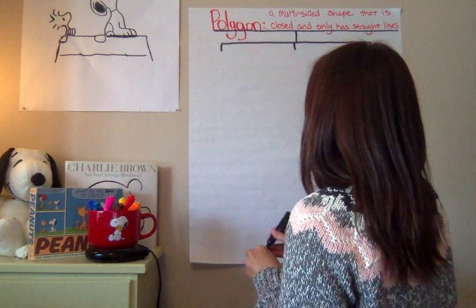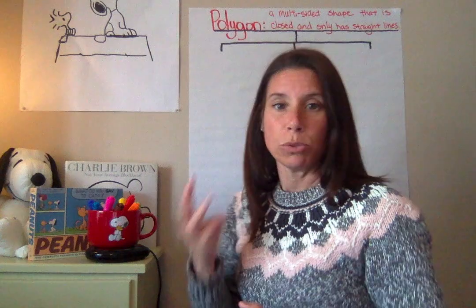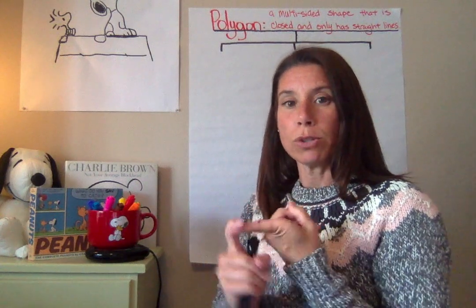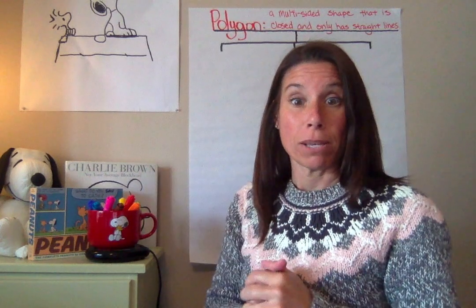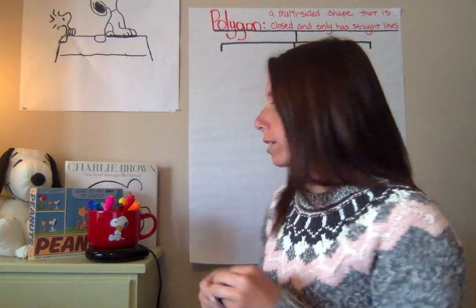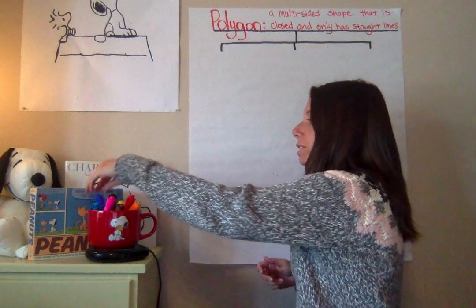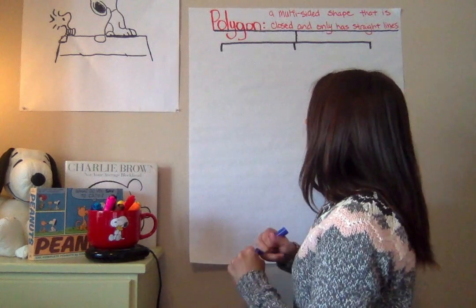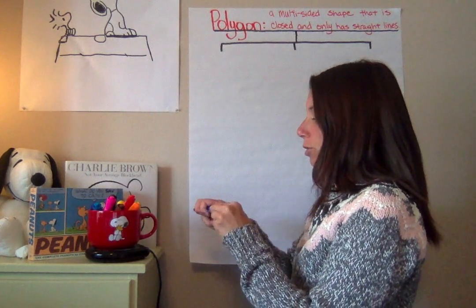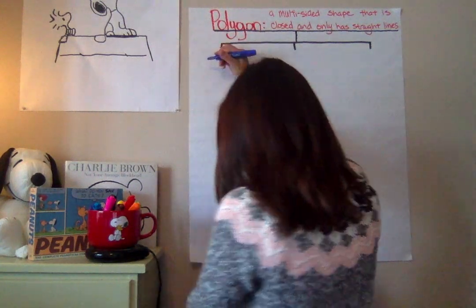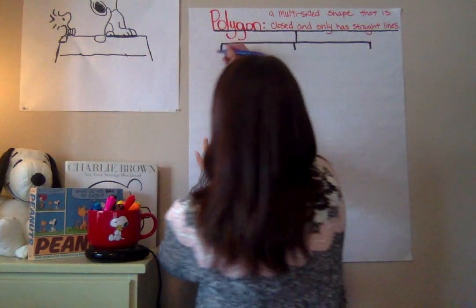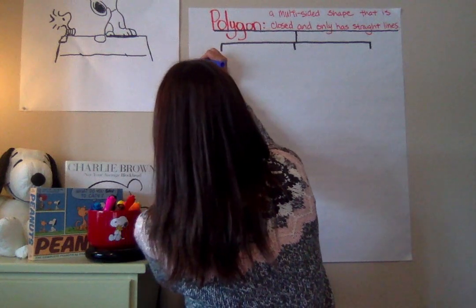Okay, so we're going to break our polygons into 3 different parts: triangles, parallelograms, and then other shapes. Okay, so let's start with triangles. Triangles seem blue to me. So I'm going to write triangles over here.